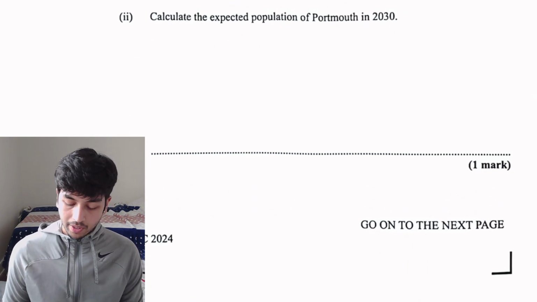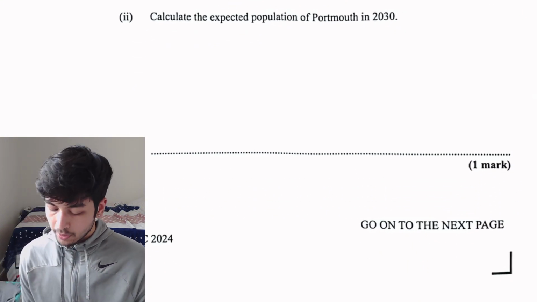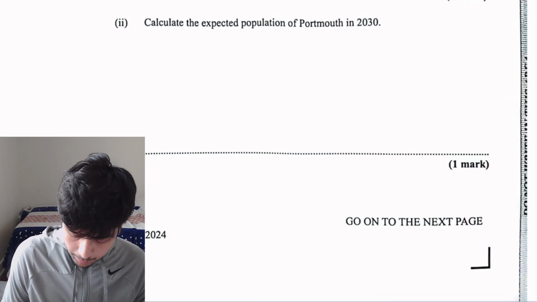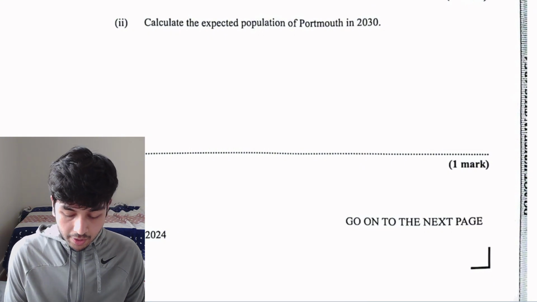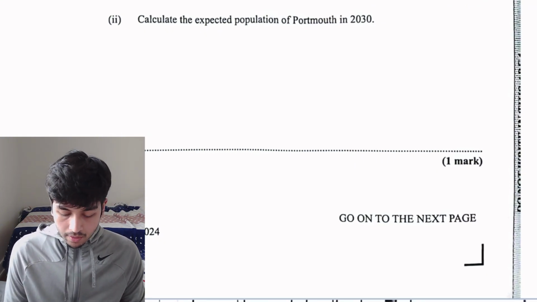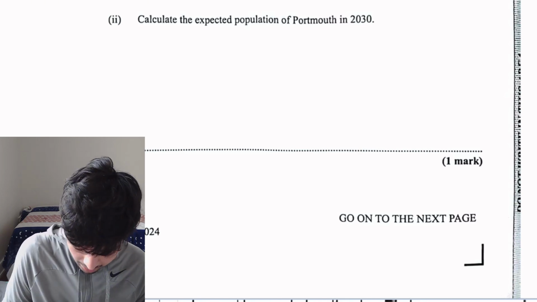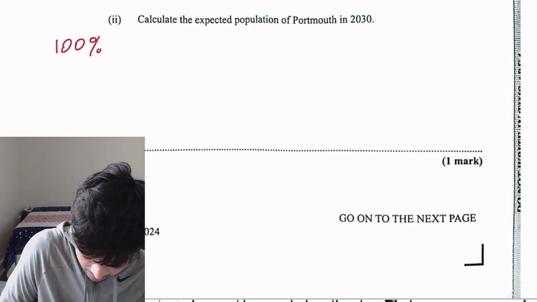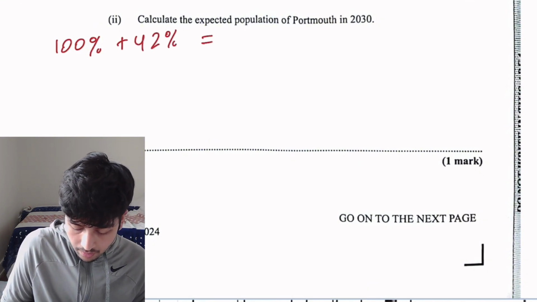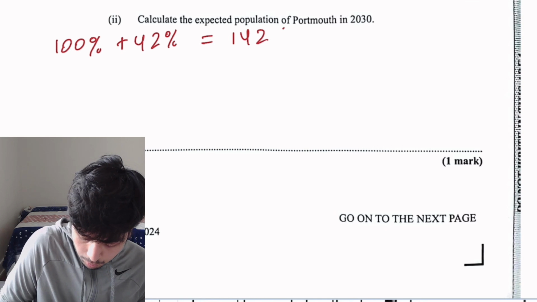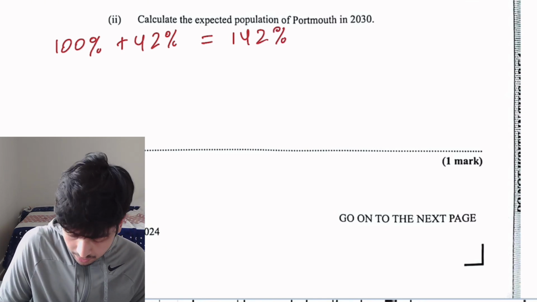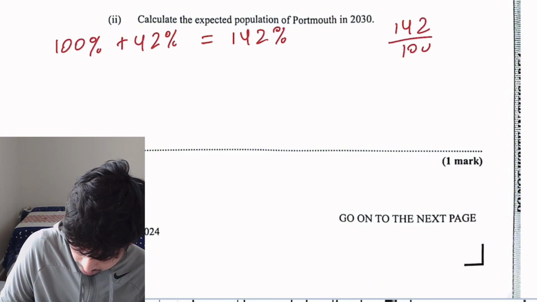In part 2, they asked to calculate the expected population of Portsmouth in 2030. So 100% of the population is 550,000. That's what they tell us at the start. That's the whole population, 550,000. But they're saying it's going to increase by 42%. So instead of it being 100%, it's going to be increased by 42%. So in 2030, there's going to be 142% of the current population. Remember, 142% means 142 out of 100.